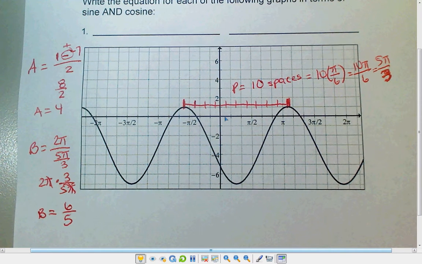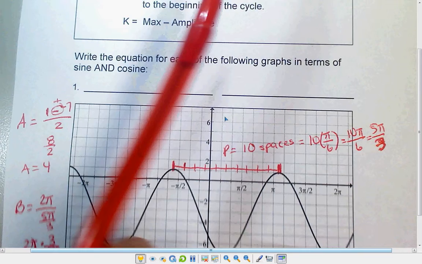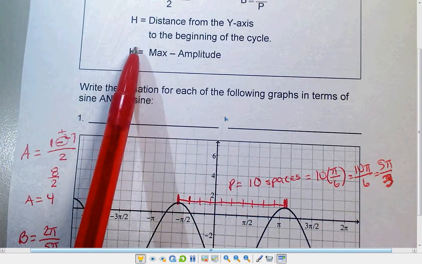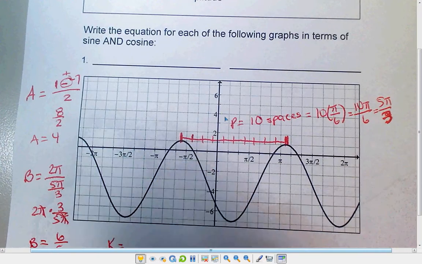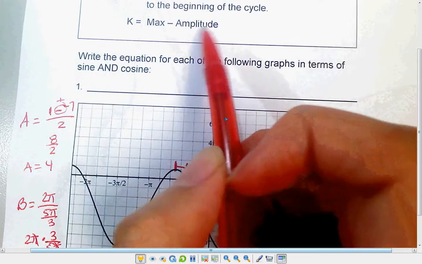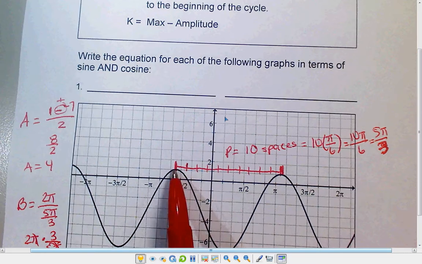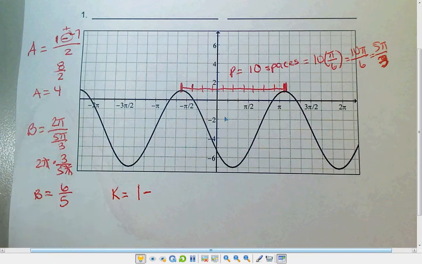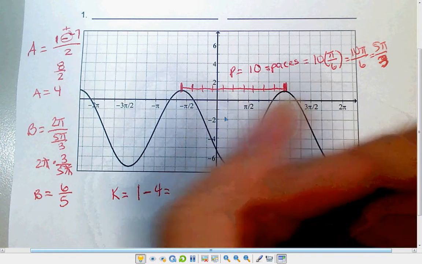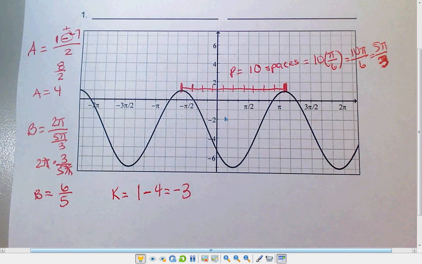Okay. The next thing that we're going to find, so we do need to find h and k. K is a lot easier to find than h. So let's start off by finding k. K is going to be our maximum minus the amplitude. So our maximum, again, is right here at the top, which is 1, minus our amplitude, which we found out was 4. So we know that our k is -3.